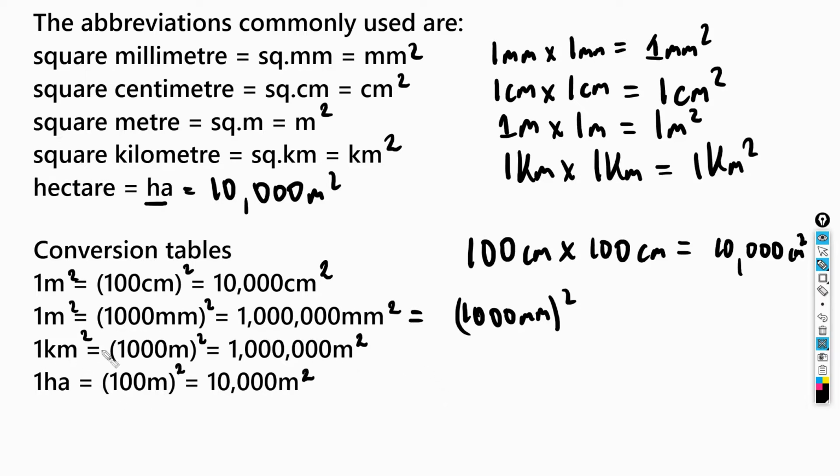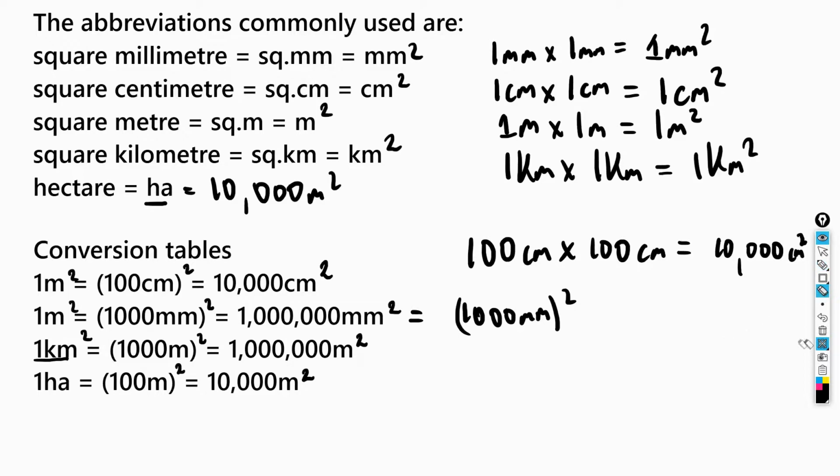Then 1 kilometer, we know that 1 kilometer is equal to 1,000 meters. So 1 kilometer squared would be equal to 1,000 meters squared, so we're going to end up with 1 million meters squared is equal to 1 kilometer squared. Same thing here for the hectare. 1 hectare is equal to 100 meters by 100 meters, which is equal to 10,000 meters squared.